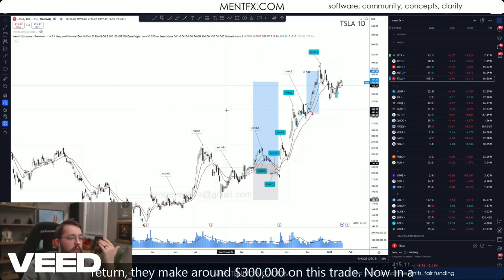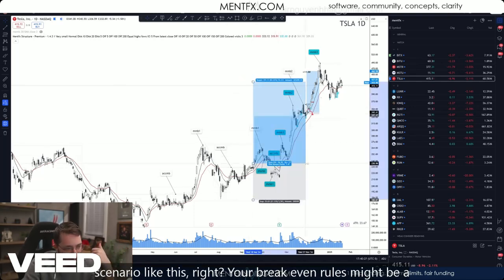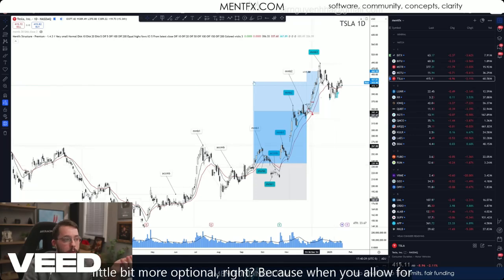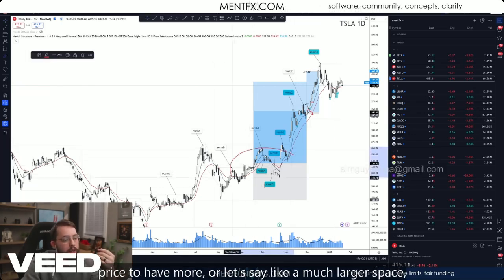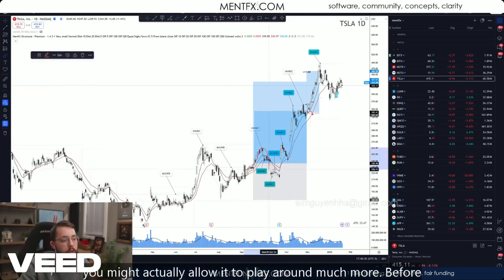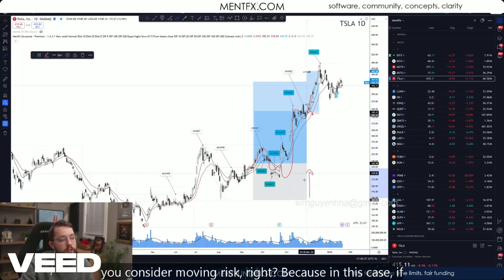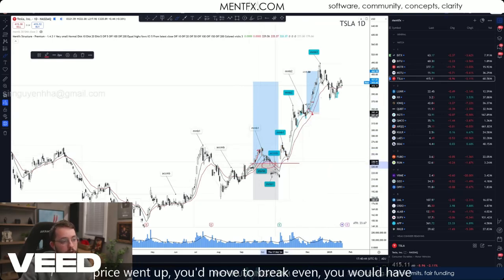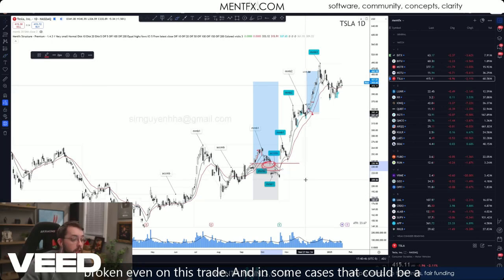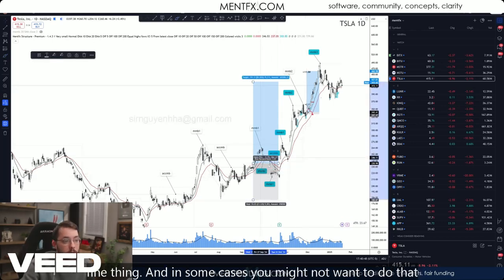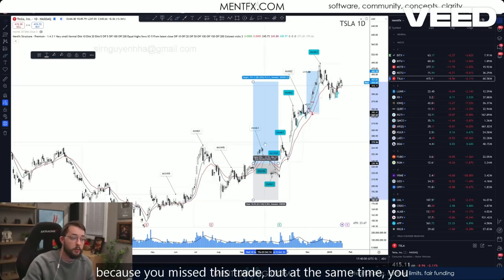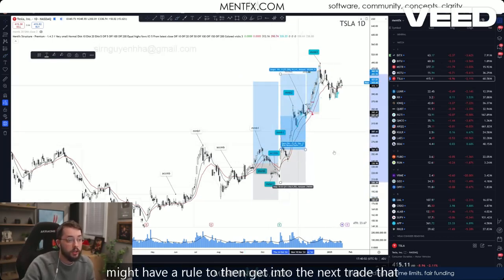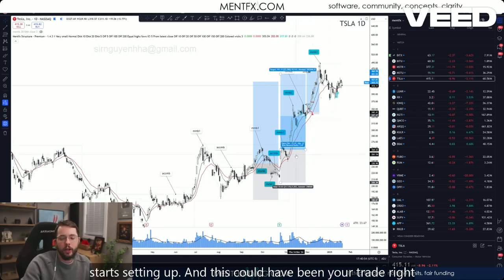Now, in a scenario like this, your break-even rules might be a little bit more optional, right? Because when you allow for price to have much larger space, you might actually allow it to play around much more before you consider moving risk. Because in this case, if you notice, if you had used a rule where just because price went up, you'd move to break even, you would have broken even on this trade. And in some cases, that could be a fine thing. And in some cases, you might not want to do that because you missed this trade. But at the same time, you might have a rule to then get into the next trade that starts setting up, and this could have been your trade right after, right?